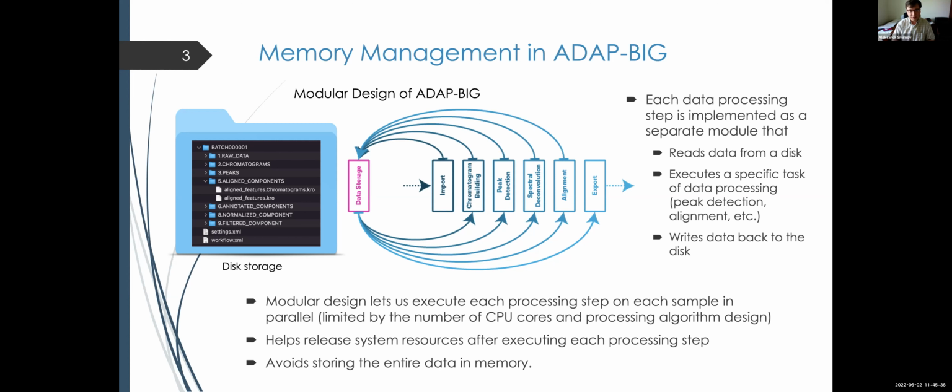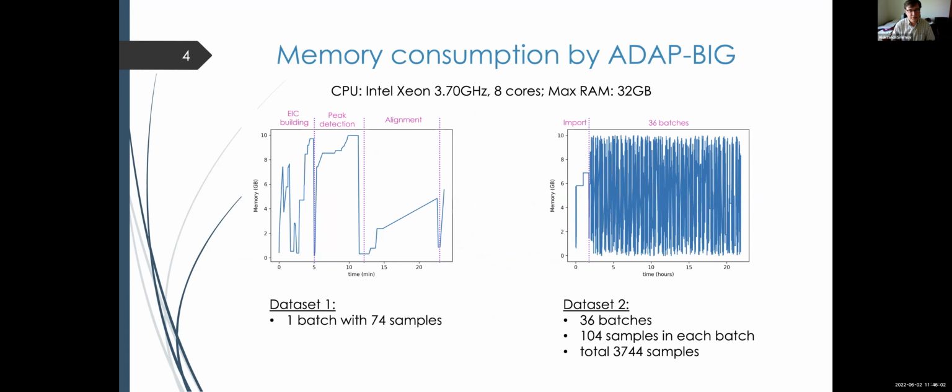So the memory consumption we found was really an issue because if you process multi-batch studies, you have thousands of samples and hundreds of gigabytes of data. You cannot keep all this data in memory. So memory consumption was really the issue that we wanted to deal with.